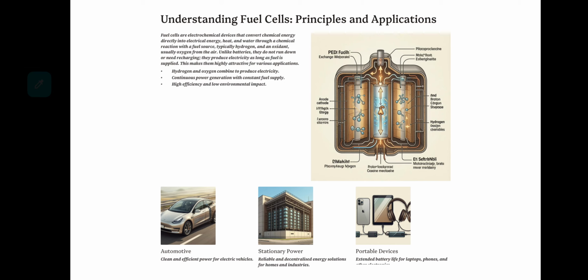Hydrogen and oxygen combine to produce electricity: continuous power generation with a constant fuel supply, high efficiency, and low environmental impact. The figure shows how electricity is produced from fuel cells in automotive, in stationary power, and in portable devices. In automotive, clean and efficient power for electric vehicles. Stationary power, reliable and decentralized energy solutions for homes and industries. Portable devices, extended battery life for laptops and phones.